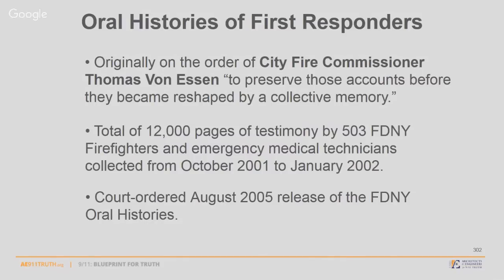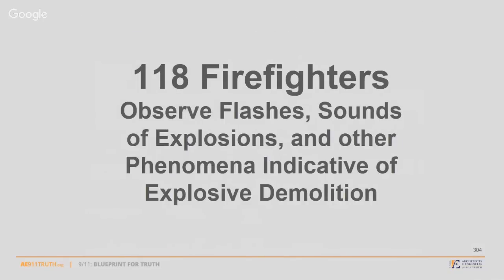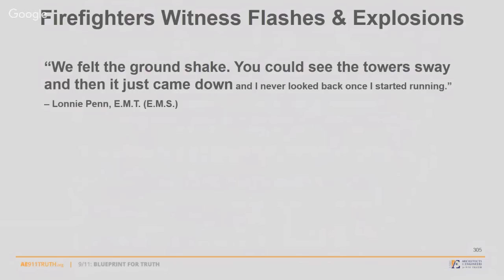The New York State Court of Appeals forced the city to release them to the New York Times, who published them. Interestingly enough, this is the report, and some researchers went through, particularly Graham McQueen, finding that 118 of these firefighters are reporting explosions, sounds of explosions, seeing flashes of light, none of which ever appeared in the subsequent or initial reports that came out by NIST, the National Institute of Standards and Technology, who was tasked by Congress to explain these collapses to the American people. Well, let's look at some of them.